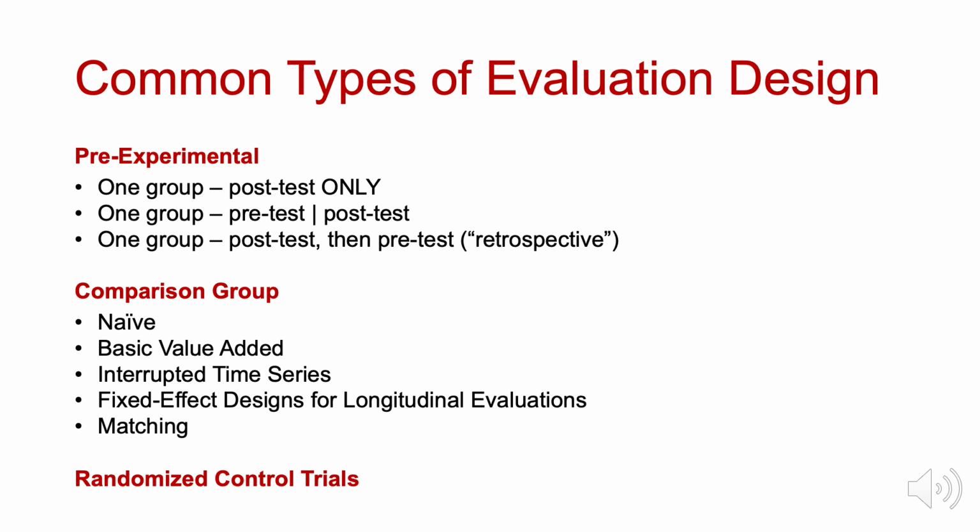So we'll run through pretty quickly some different options just to give you an idea of how you might want to structure your evaluation. So three main categories are going to be pre-experimental, which you're probably going to be very familiar with, using a comparison group, and then finally randomized control trials.